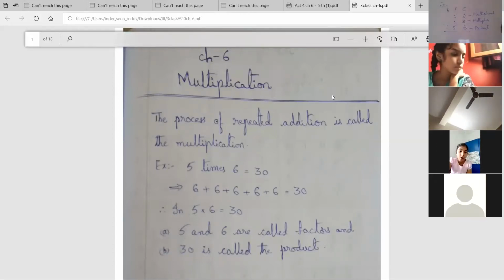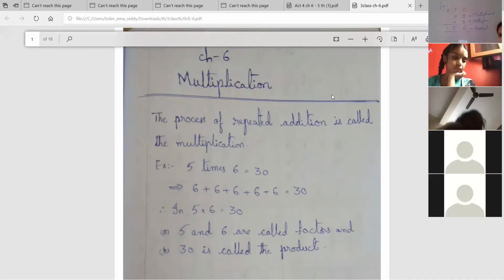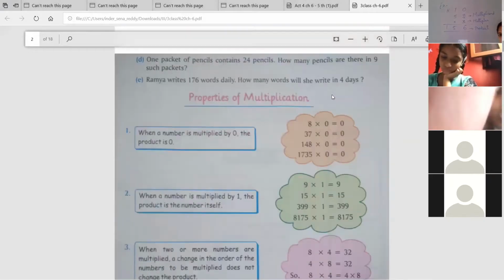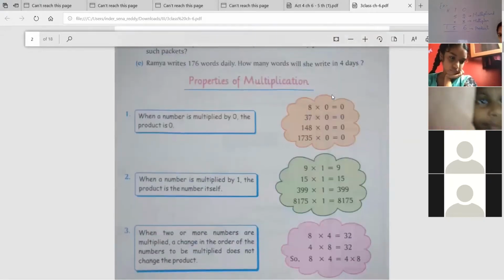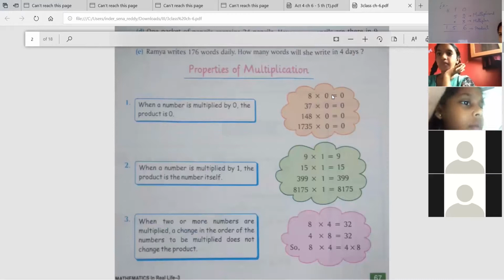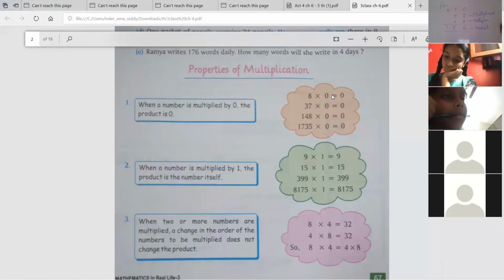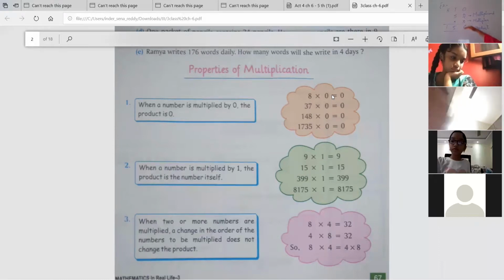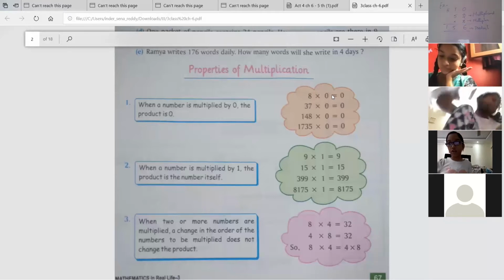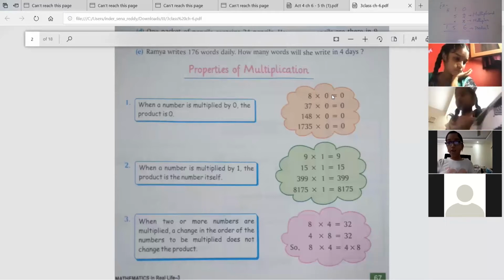Ma'am, when we write the examples and the properties, it takes 1 page. Properties of multiplication, can I write in the next page? Yeah, you start properties in the next page. In 1 page, after this board work, in the next page, you start properties of multiplication. Okay, ma'am.